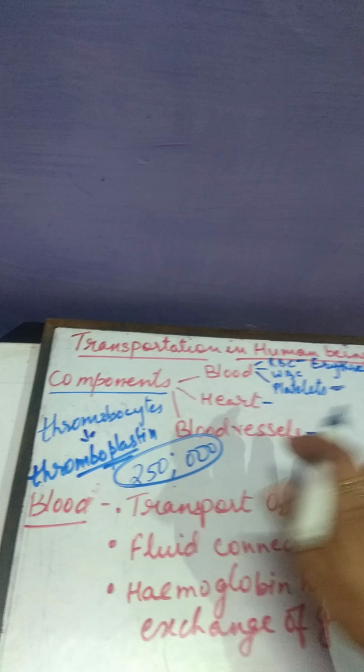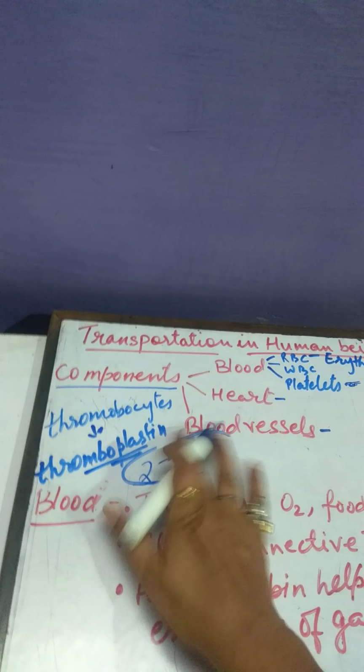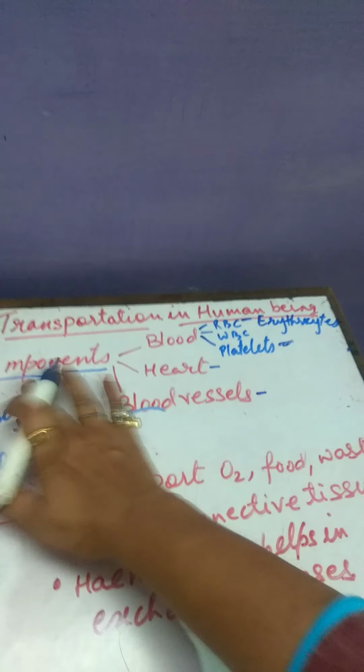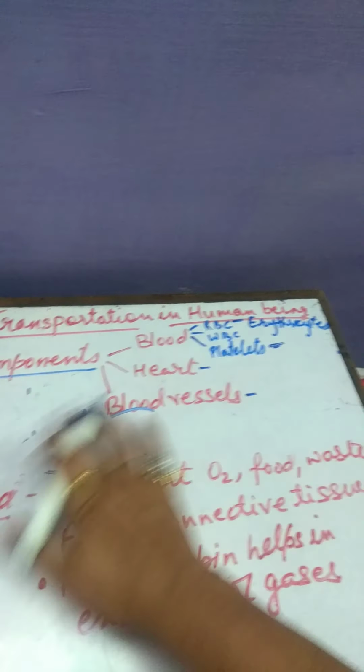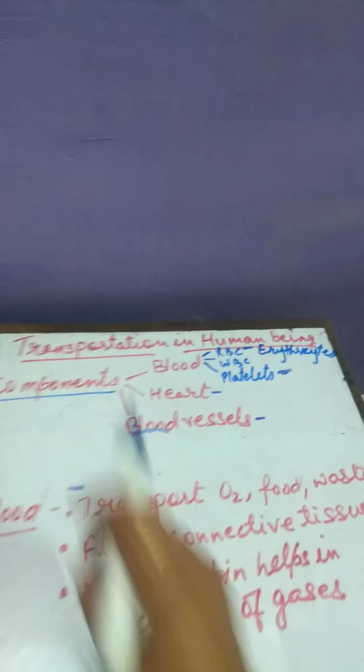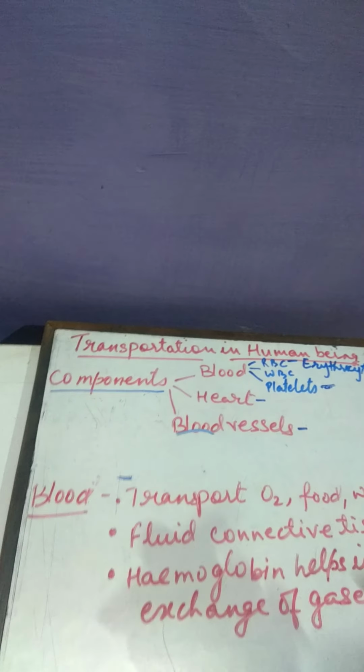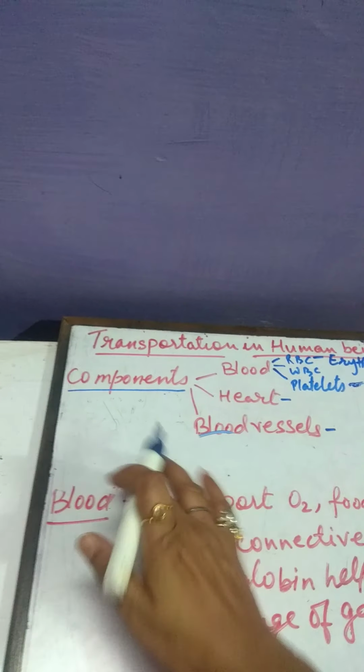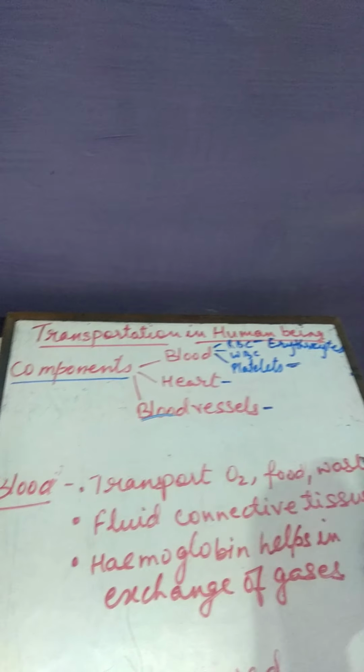Now, next is heart. Heart is a muscular structure, we know that. Clear? Now, it helps in transport of oxygen, food, waste material.